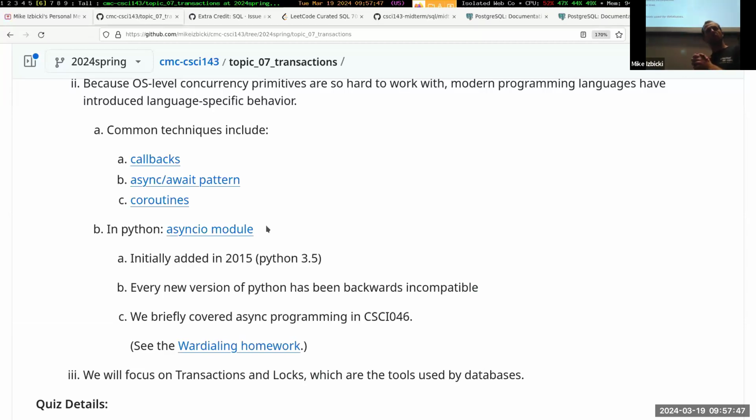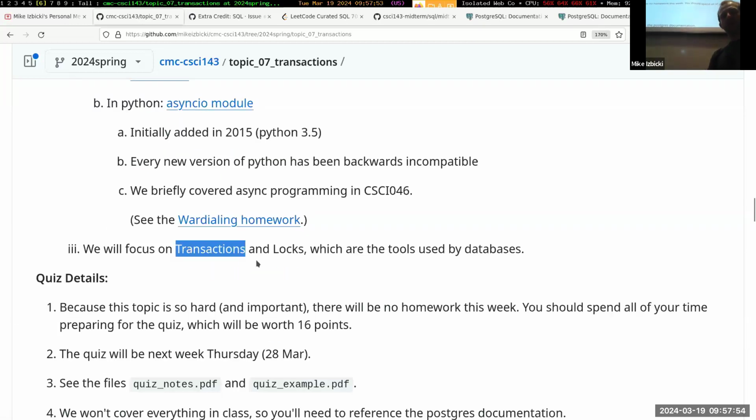For our class, we're not going to be talking about any of those techniques that I just mentioned. Instead, we're going to be talking about techniques called transactions and locks, which are the tools used by databases.